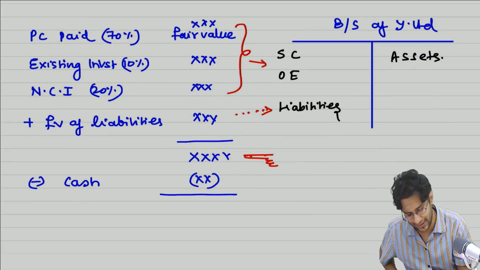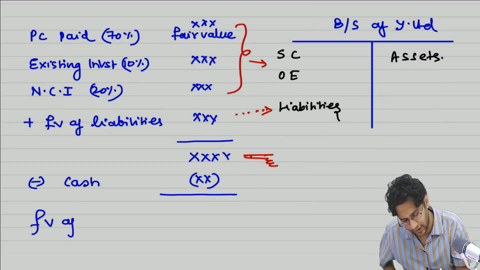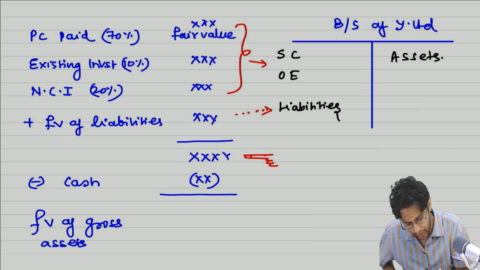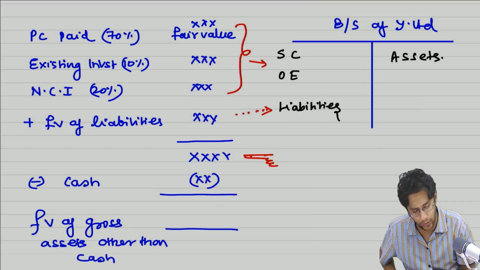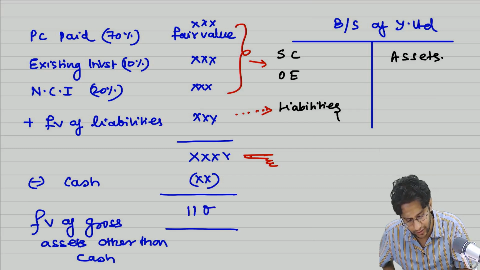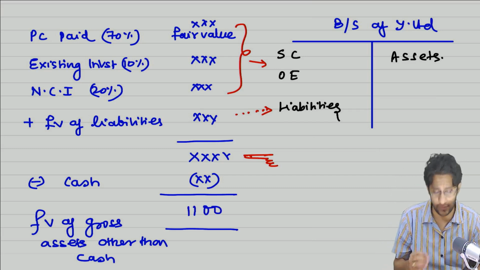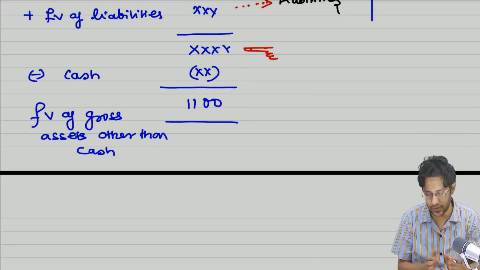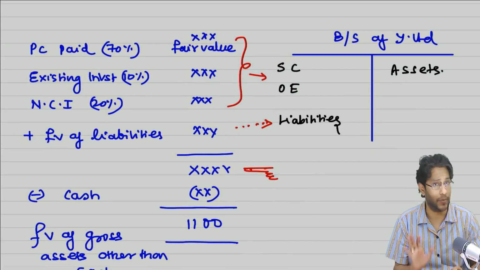So now can I say that this represents the fair value of gross assets other than cash? Let us say this amount is coming to 1100. We are taking the same number as in the study material example. This is just step number 1.